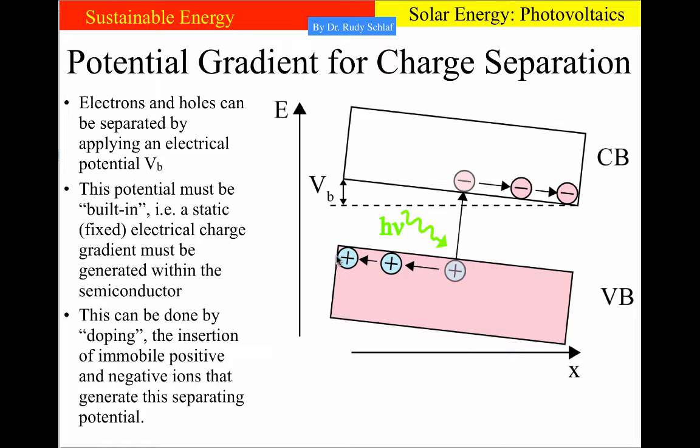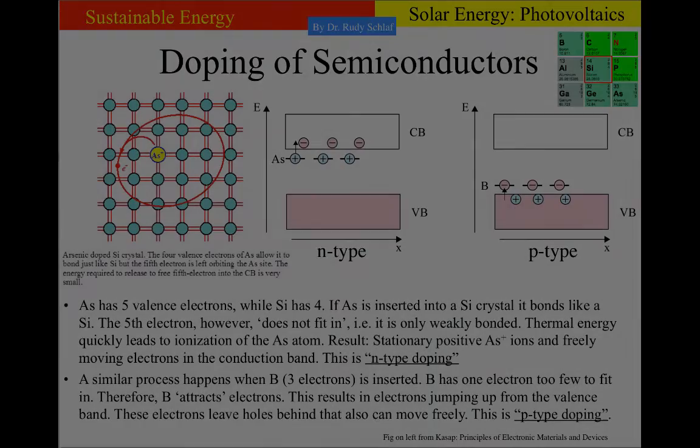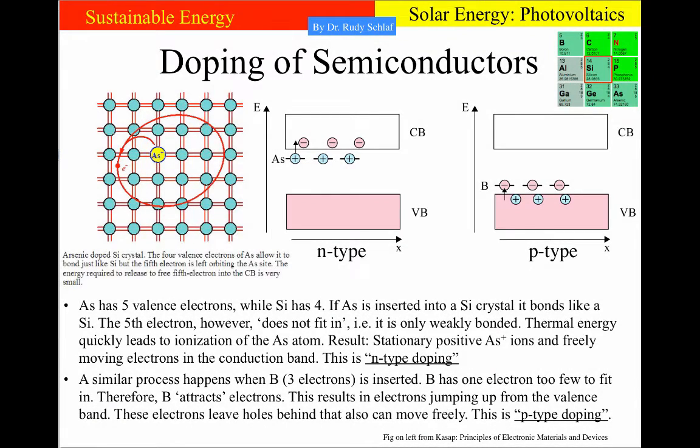Such a built-in potential can be achieved by inserting positive and negative charges that are immobile within the solar cell. Such charges are ions, and they can be implanted with an ion implantation tool. Doping is the method to insert such stationary ionic charges into the semiconductor.